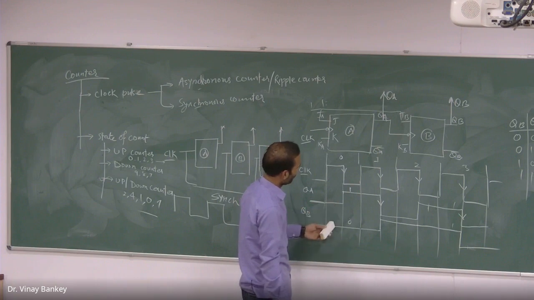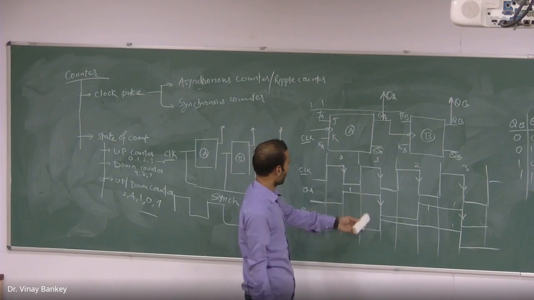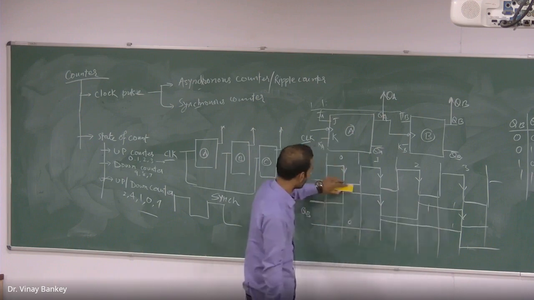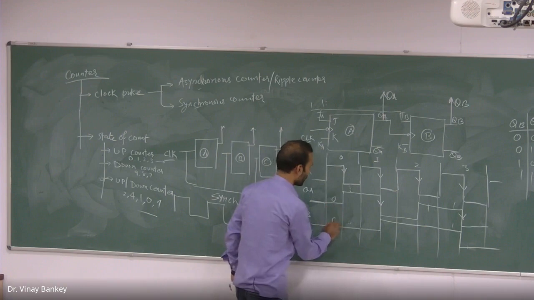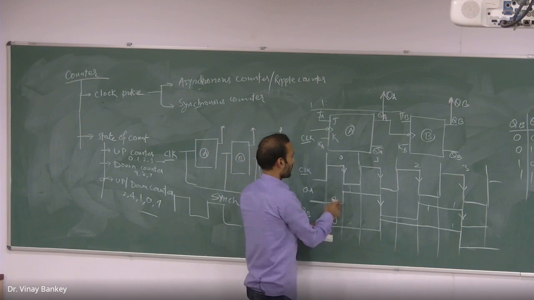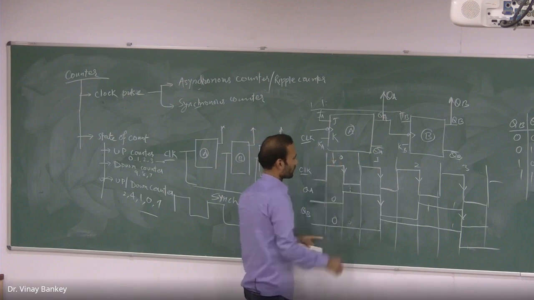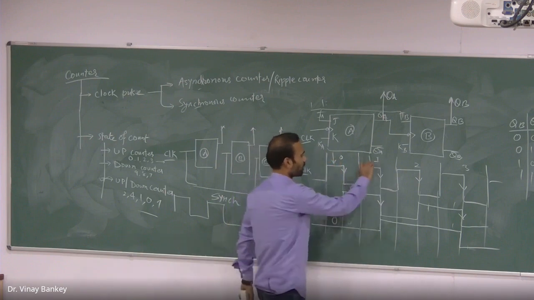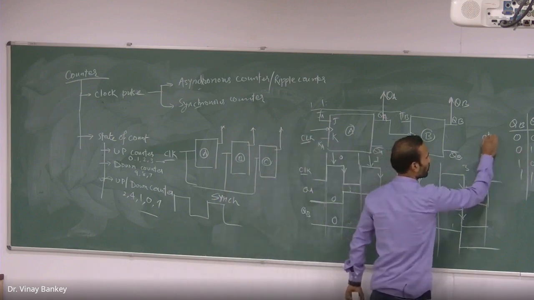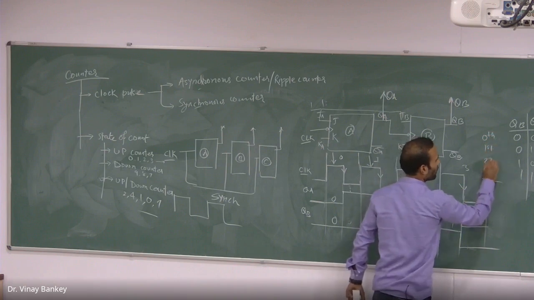This is 0, 0. Now we have 0, 1. Now 1, 0 and 1, 1. Yes, see this one. Now observe this: when this is my first clock pulse, QA and QB both are 0, 0. I will check at this point. This is 0, 0. Here QA is 1. This is my 0th clock pulse. This is first clock pulse, second, and the third one.